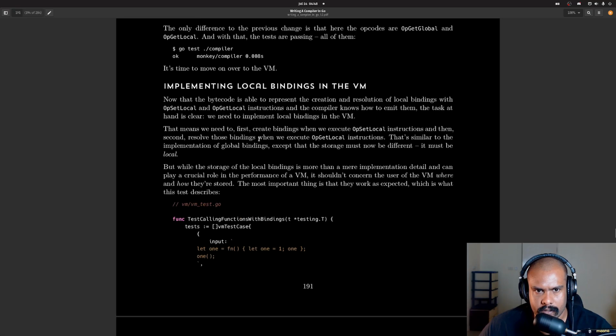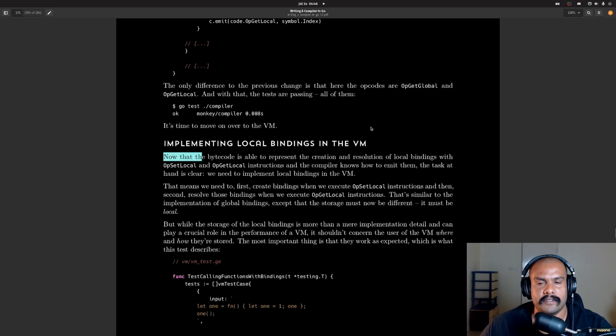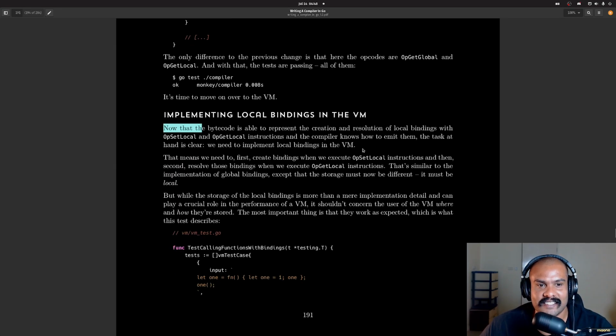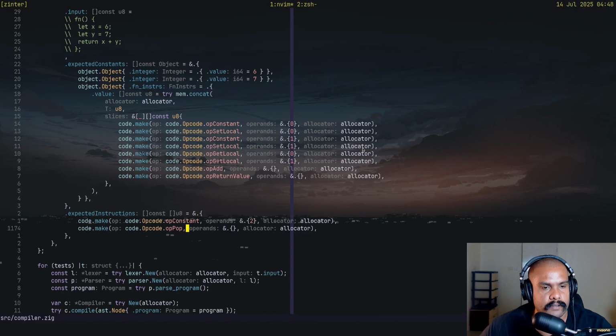Okay, implementing local bindings into the VM. Now that the bytecode is able to represent the creation and... okay, before I just get started, I think, I can't remember, it was Saturday.